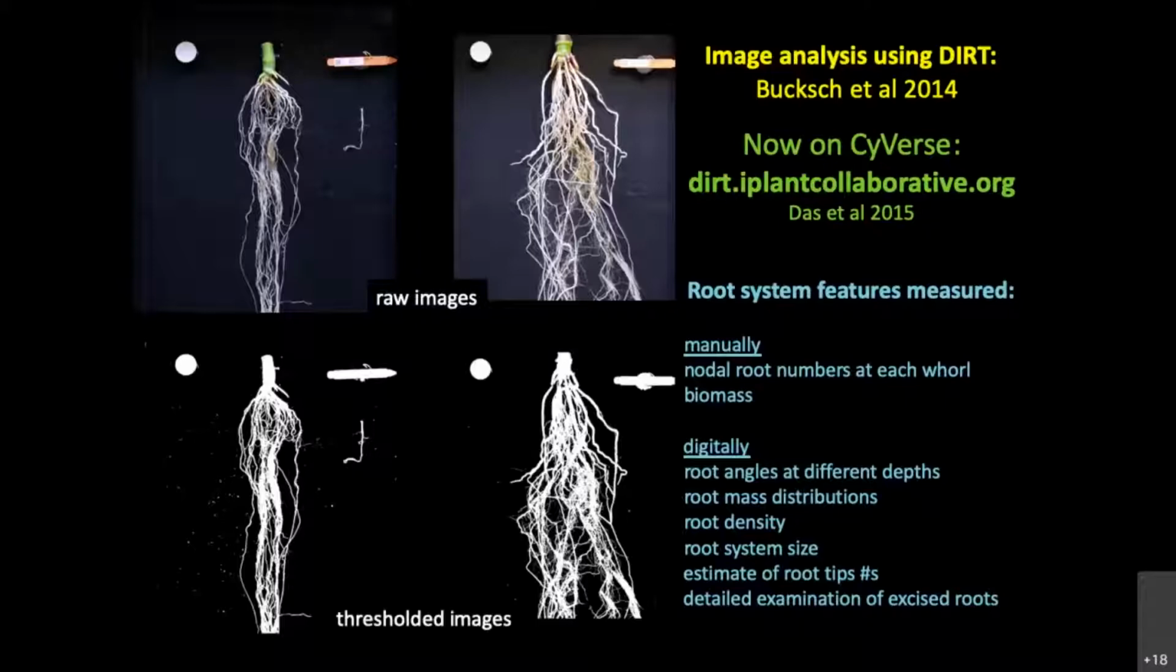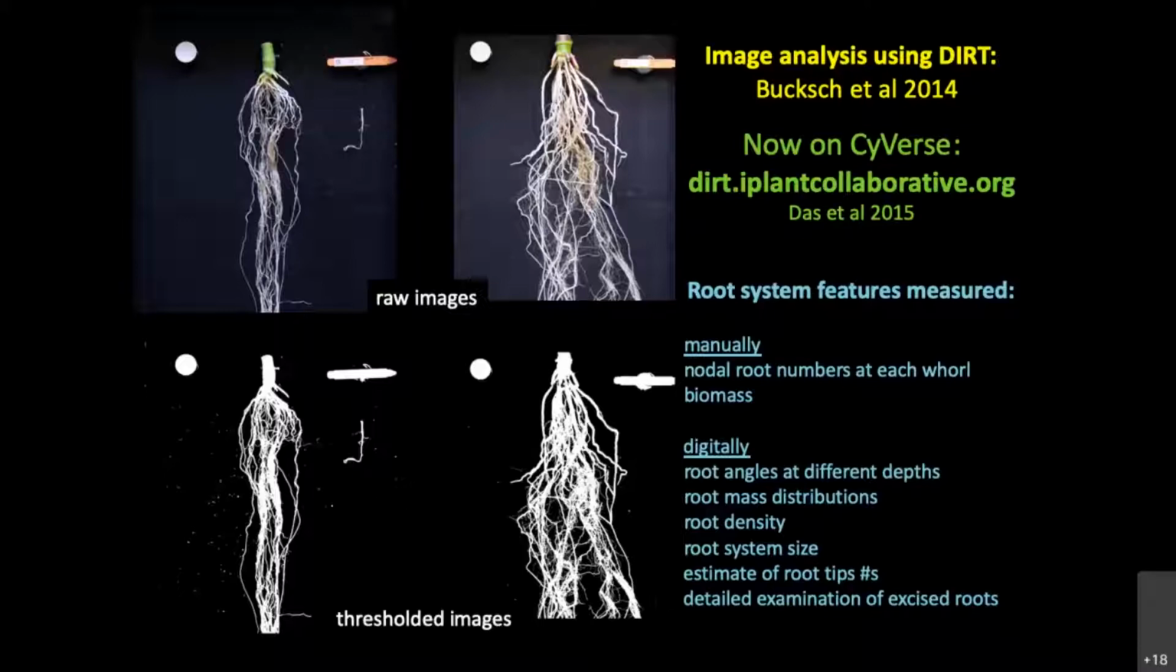Instead, we use computer vision. So this is a computer vision pipeline called DIRT, and it was developed by a good friend and colleague at University of Georgia, my alma mater, my old department, Alex Bucksch. And it's on CyVerse, so any one of us in this room can use it. We can upload our root data. You just have to sort of take this formal portrait, and you get a lot of information about root systems.